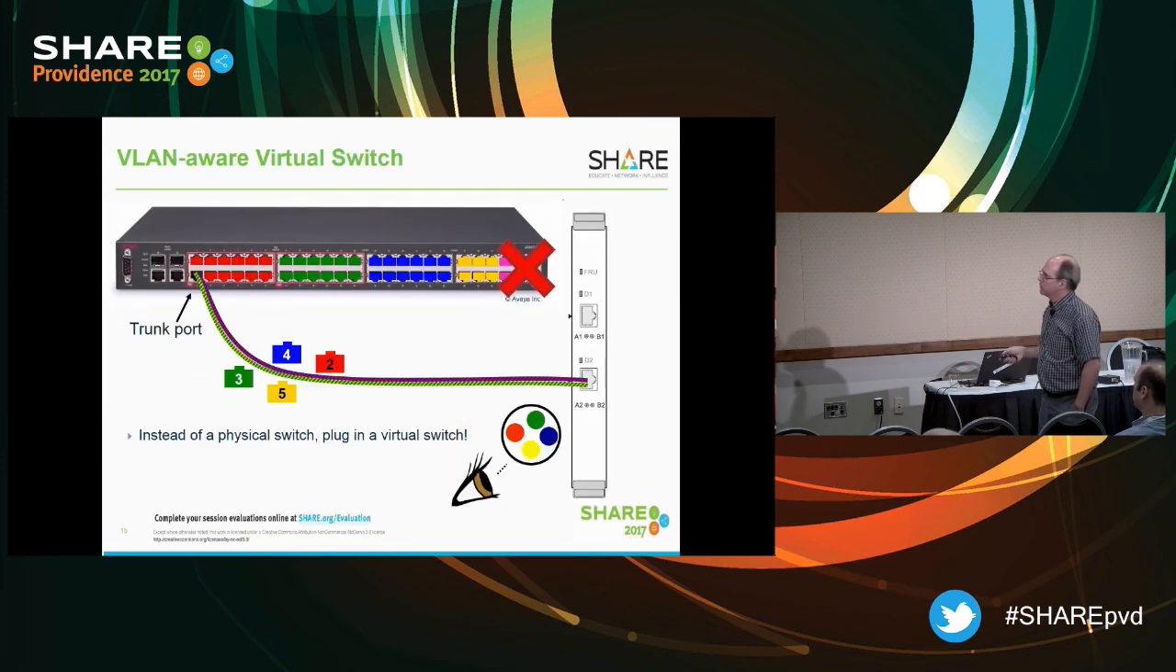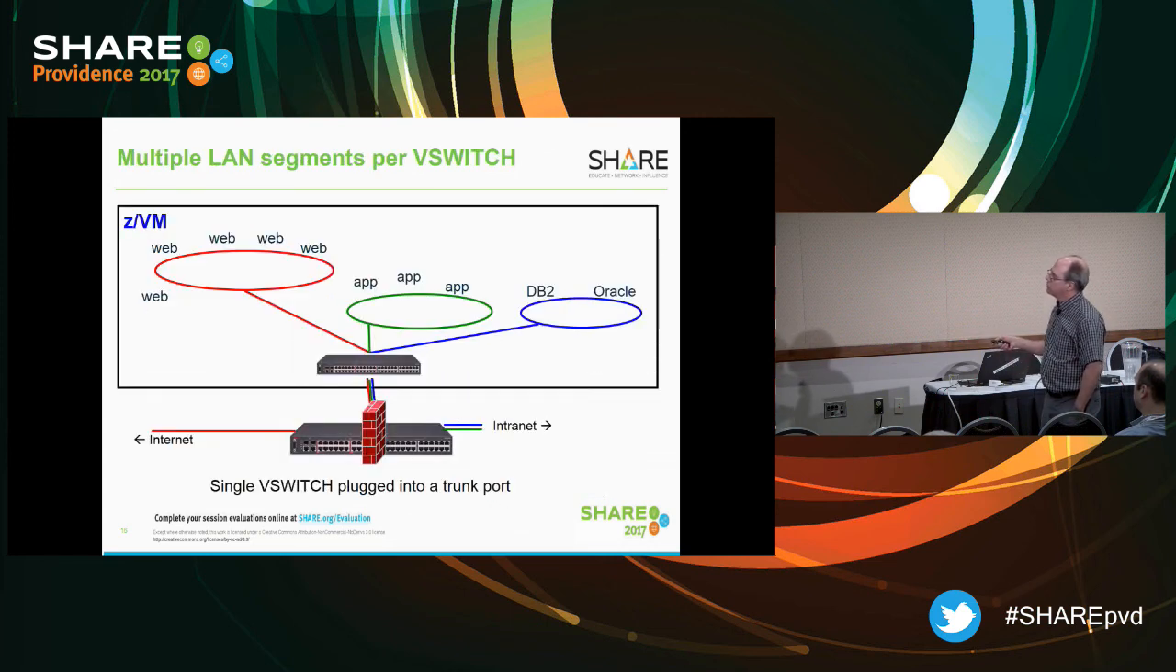VLANs, because what I would like to get to is being able to say my OSA is going to plug into the trunk port. That means I can bring multiple LAN segments up into my z/VM system. So now I'm able to connect all of those with one pair of cables. And I can still access the intranet this way, the internet that way. And I can bring all of that in with one set of infrastructure.